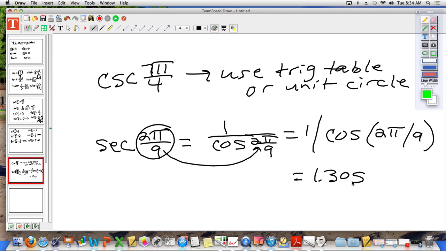All right, so what if I ask you for the cotangent of 2 pi over 9, what are you going to do? If I ask you for the cotangent, you're going to do 1 divided by the tangent of 2 pi over 9. Can we just write down the 1.305? The directions will say specifically to round your answer to the nearest whatever decimal, and that will be your clue that you're finding a decimal value.